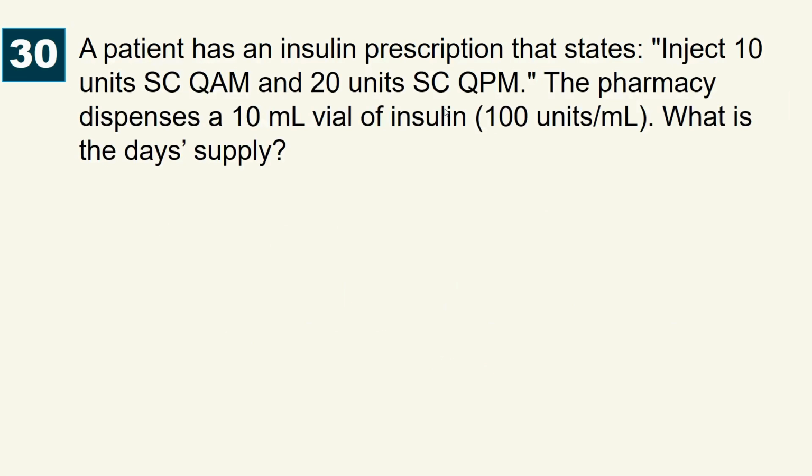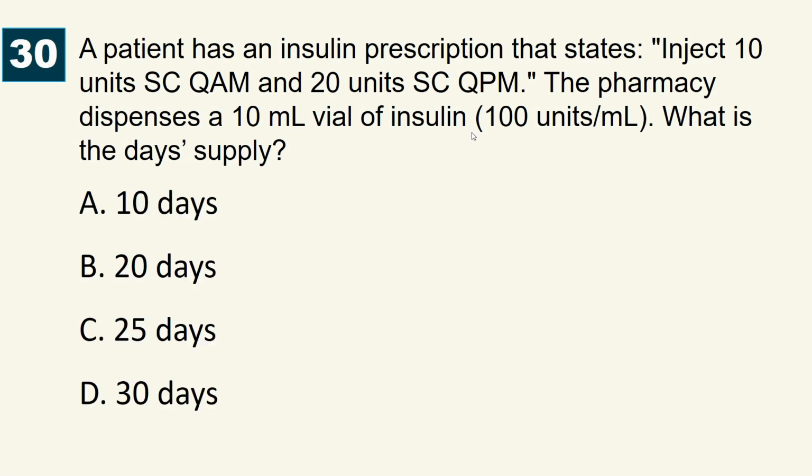Next, a patient has an insulin prescription that states inject 10 units SC subcutaneous every morning and 20 units subcutaneous every evening. The pharmacy dispenses a 10 mL vial of insulin. What is the day supply? A, 10 days, B, 20 days, C, 25 days, D, 30 days.